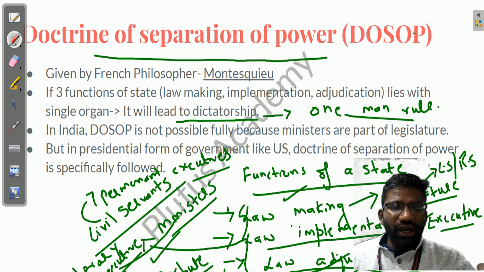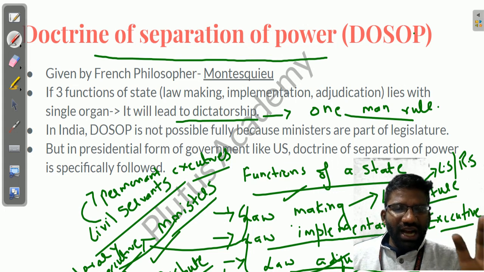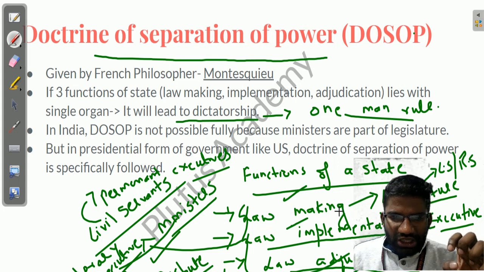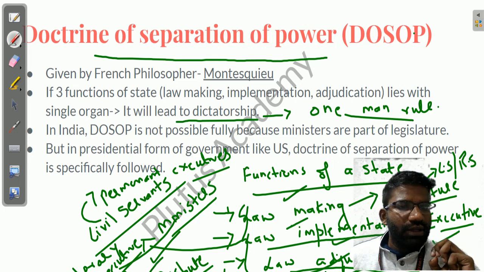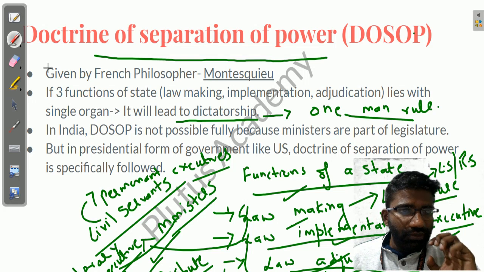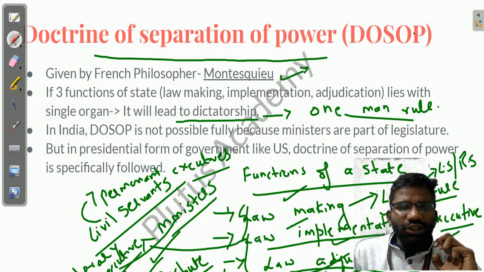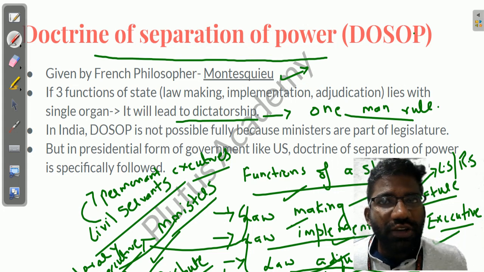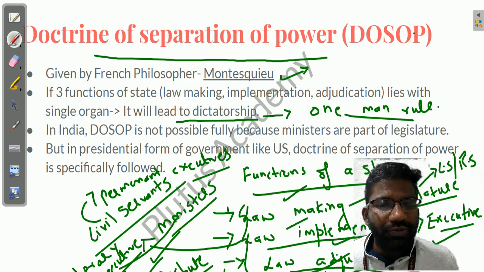So that is not a very apt form of government or governance. So there is a doctrine of separation of powers, that is law making will be done by the legislature, law implementation is done by the executive and law adjudication is done by the judiciary. This is the doctrine of separation of power. Now, who gave the philosophy of doctrine of separation of power? It was given by a French philosopher called Montesquieu.